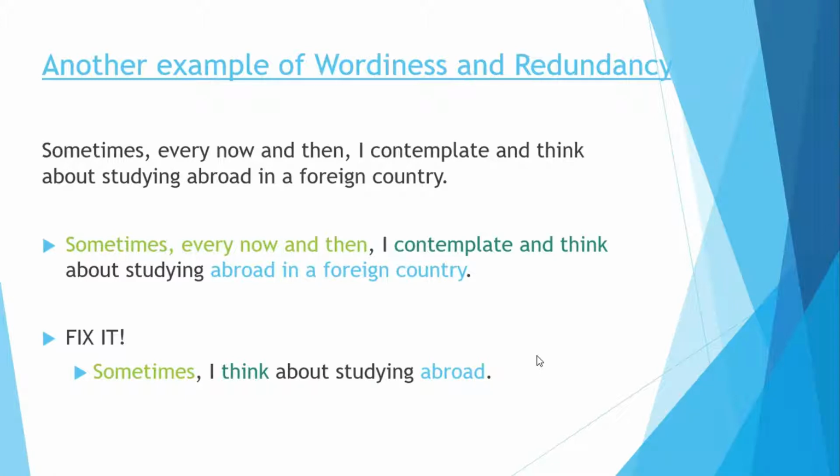Here's another example. Sometimes, every now and then, I contemplate and think about studying abroad in a foreign country. So in the different colors, I've identified the problems. Sometimes and every now and then, those mean the same thing. Contemplate and think mean the same thing. And abroad in a foreign country, that's defining a commonly understood term like abroad. So if we fix it, it could read, sometimes I think about studying abroad.